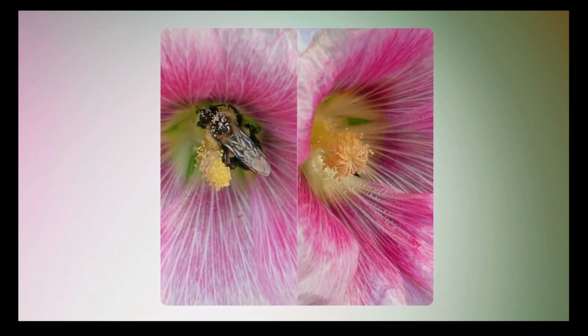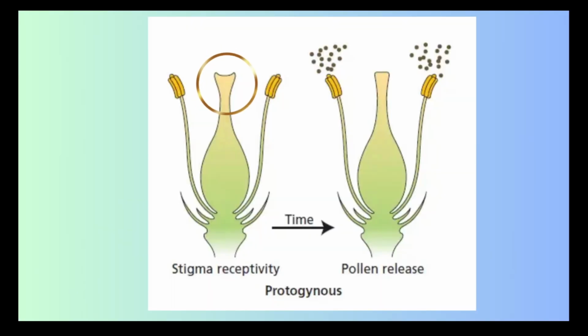Here, the bees receive the pollen, but the stigma is not matured. Once the stigma is matured, no pollen is left. In protogyny, stigma gets matured far before the release of the pollens of the same flower. Once the pollens are released, stigma is no more receptive.